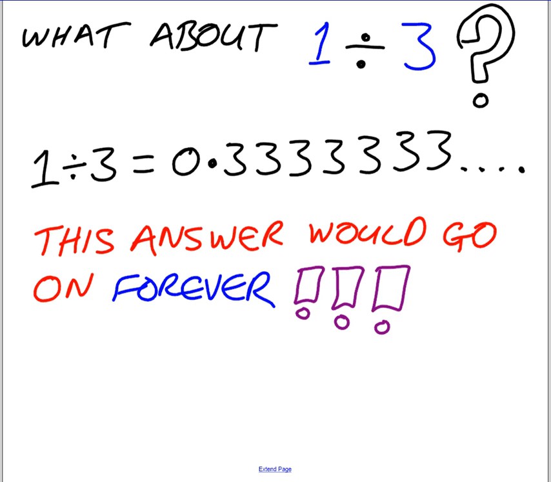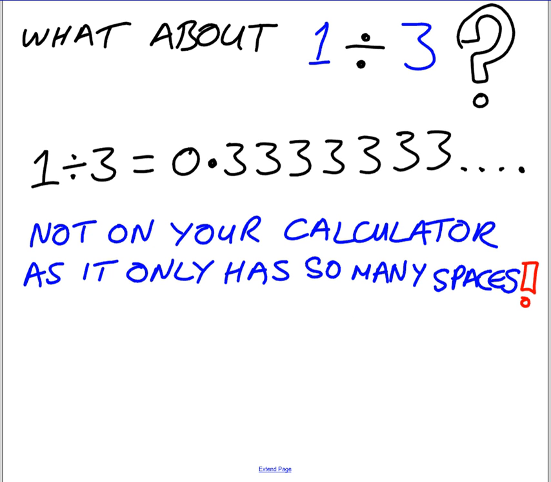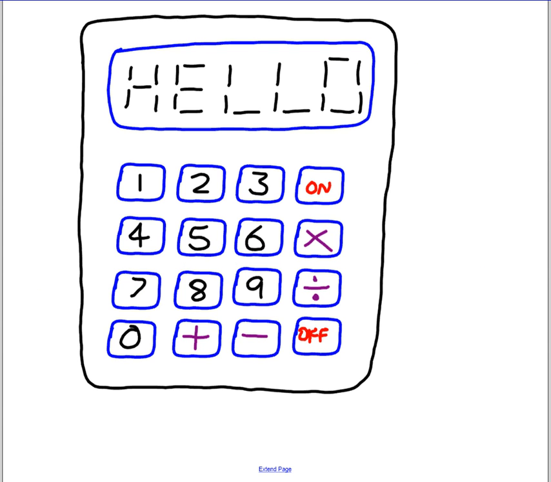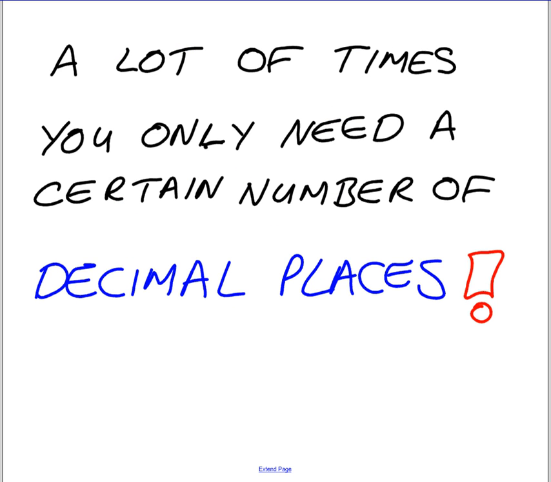But on your calculator, you've only got so many spaces. So it's going to stop after 7, 8, 9 decimal places. It just depends on your calculator. That's my calculator there. That's lovely. Got that for my birthday. Thank you very much.